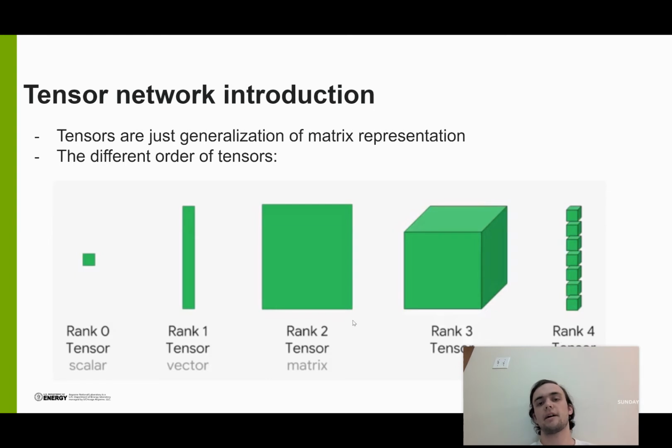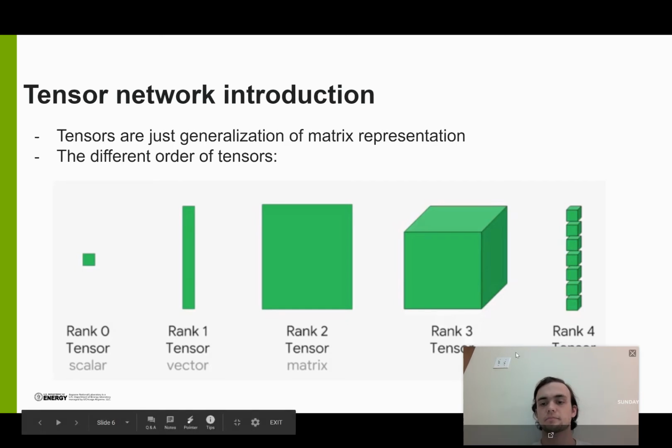So tensors are a generalization of matrices. Of course, matrices, everybody knows what it is. It's just a square table of numbers. And what if we have another dimension? What if we have a list of tables, like sheets in a spreadsheet? Well, we can say that this is a three-dimensional array of numbers. This is a rank 3 tensor.